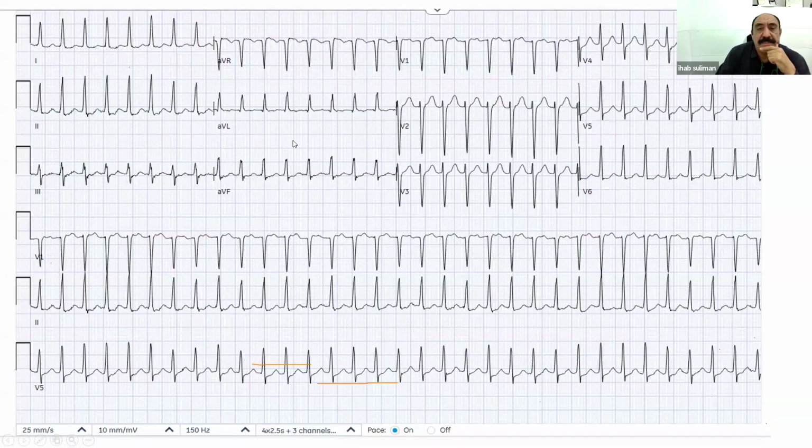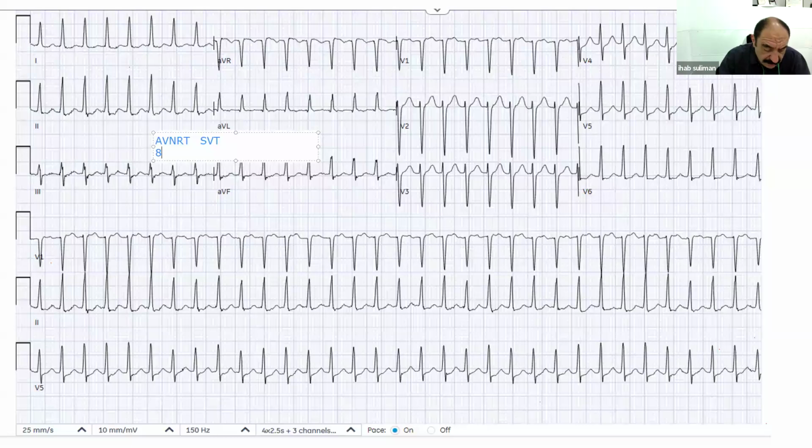So what is the rhythm here? Any suggestion? So this is a regular tachycardia. It is an SVT. So this is clearly SVT because it is regular. It is narrow complex. We can call it AVNRT, or we can call it SVT.